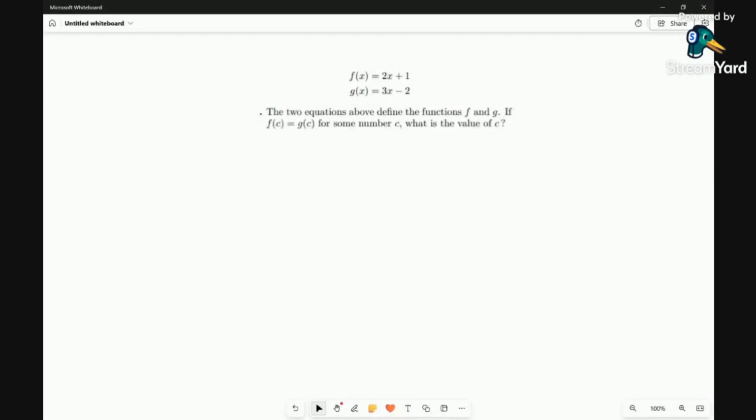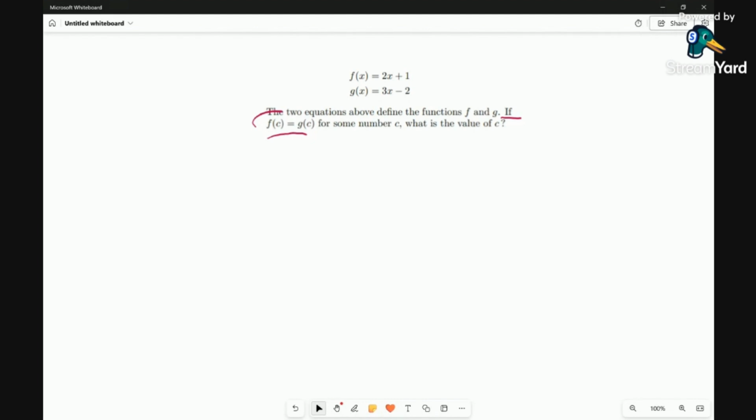And so this is the question that we're going to be looking at today. We're looking at a system of equations. One of the things that I always say is if you have a system of equations, you want to make sure you know how to use Desmos to really save time on the SAT. So here, we're given two equations, f of x and g of x, right? And we are told that f and g are defined.